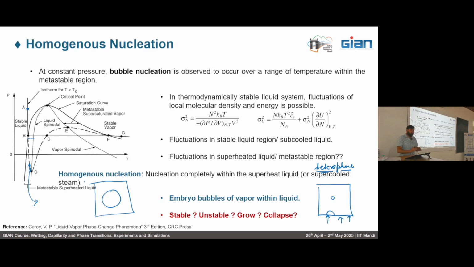So if its size is to be constant, it means that whatever boiling is occurring from the interface, the same rate of condensation is occurring on the interface at the same time. Only in those cases can the bubble be in equilibrium, can it be stable.